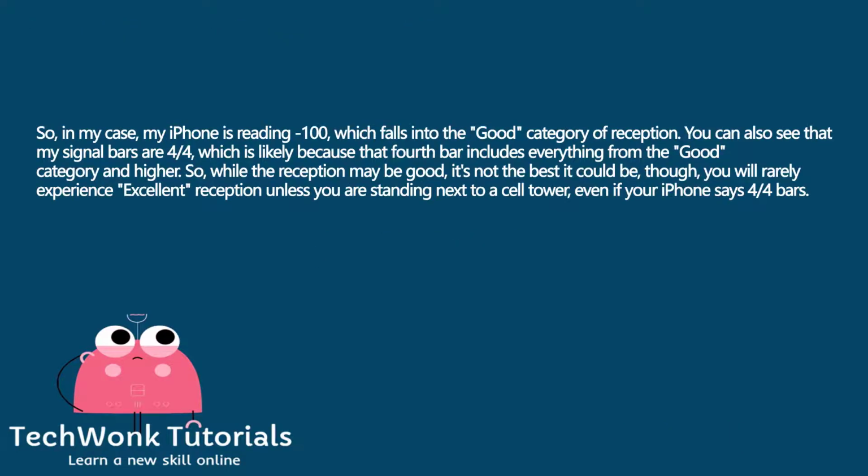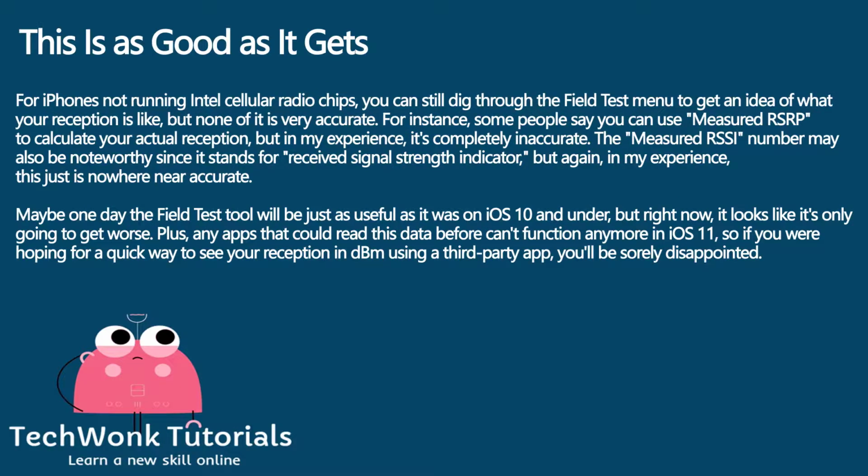So, in my case, my iPhone is reading -100, which falls into the good category of reception. You can also see that my signal bars are 4/4, which is likely because that fourth bar includes everything from the good category and higher. So, while the reception may be good, it's not the best it could be, though. You will rarely experience excellent reception unless you're standing next to a cell tower, even if your iPhone says 4/4 bars. This is as good as it gets.